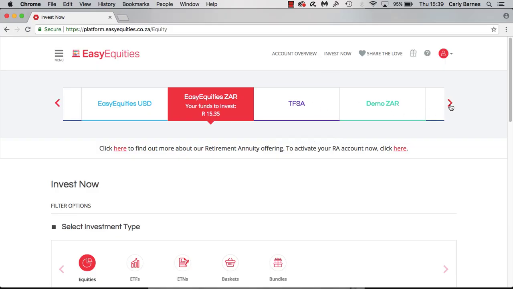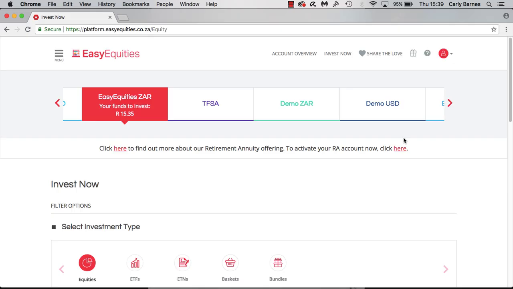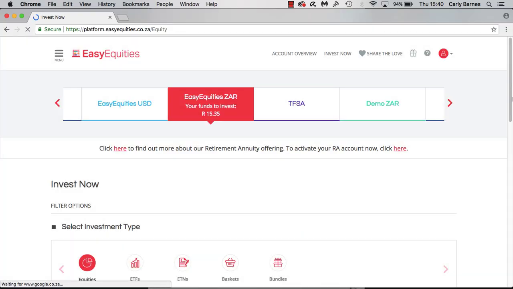As well as those accounts, you'll also get 2 demo accounts. These are filled with what we would call monopoly money. This is just play money that lets you get a feel for the platform and for investing before you do the real thing. And as you can see over here, there's also an option to set up a retirement annuity. And you can do that by activating it, and it will fall into this toolbar with the rest of your accounts as well. Now for today, we're just going to focus on your South African account, and we're going to see how easy it is to invest in just a few minutes.